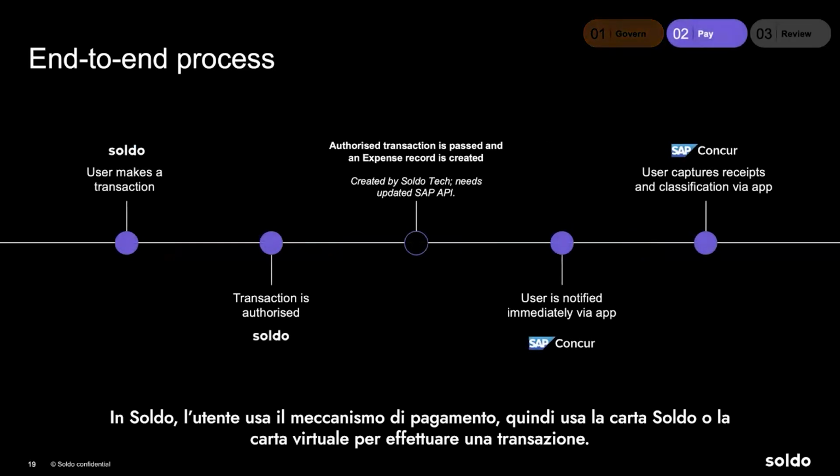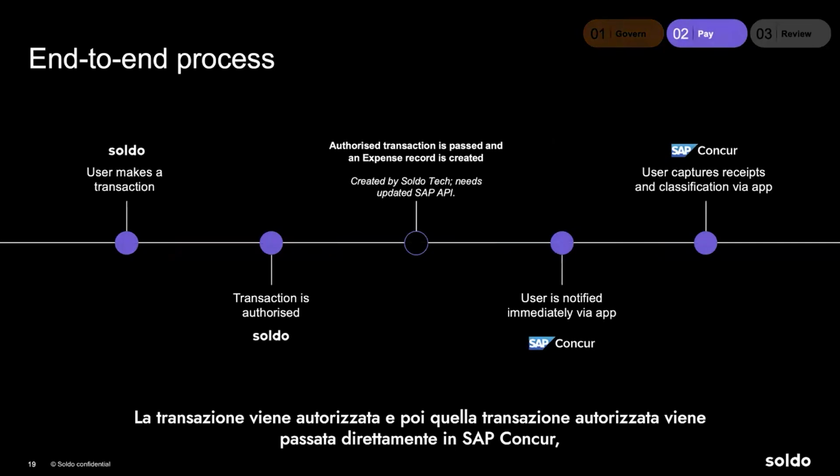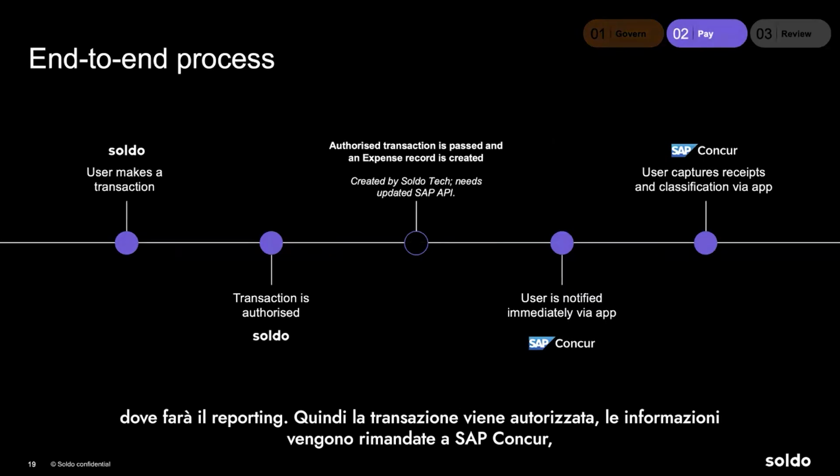Within Soldo, the user is using the payment mechanism. So they use the Soldo card or virtual card to make a transaction. You buy a flight, or you book a train ticket, or whatever the expense happens to be. That transaction gets authorized, and then that authorized transaction is passed directly into SAP Concur, which is where you're going to be doing the reporting.